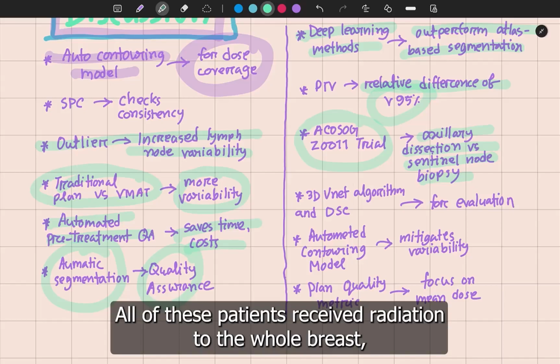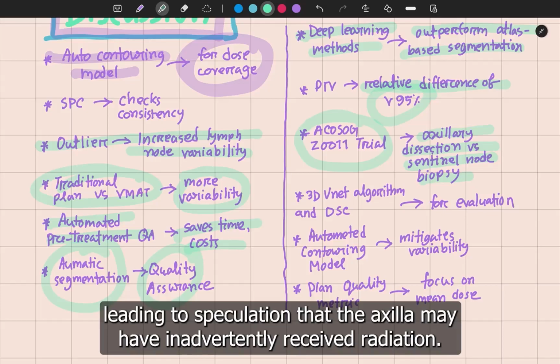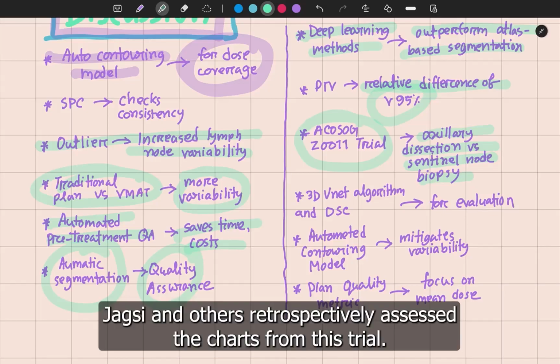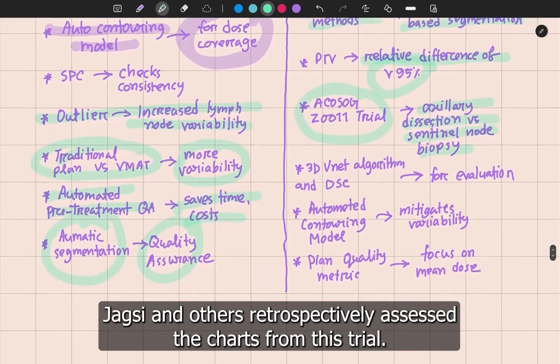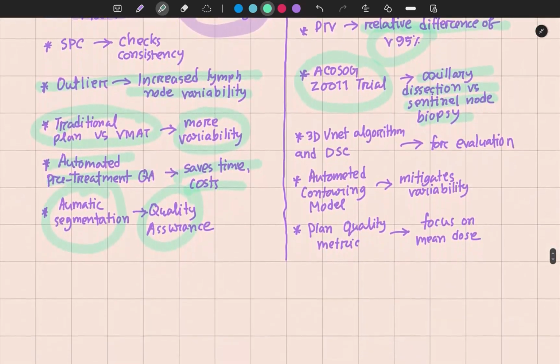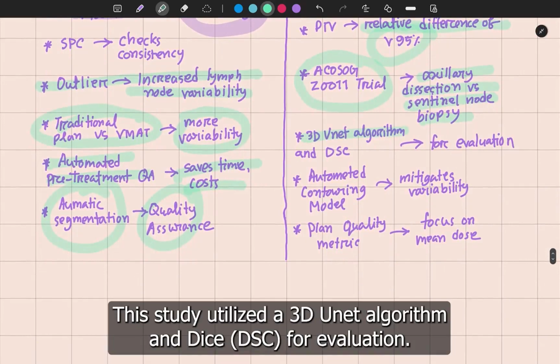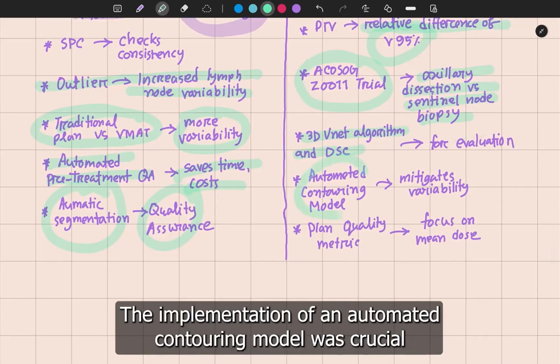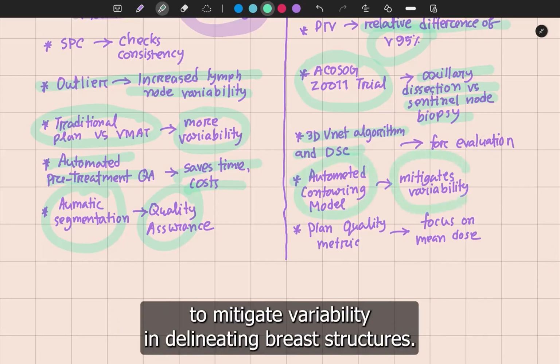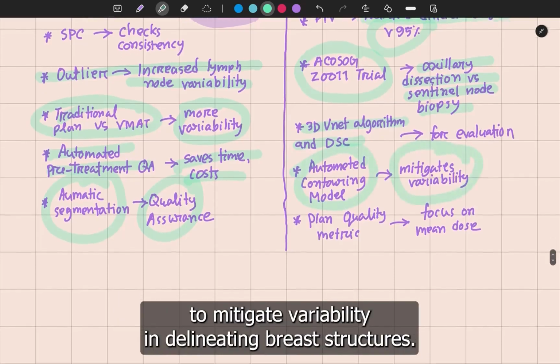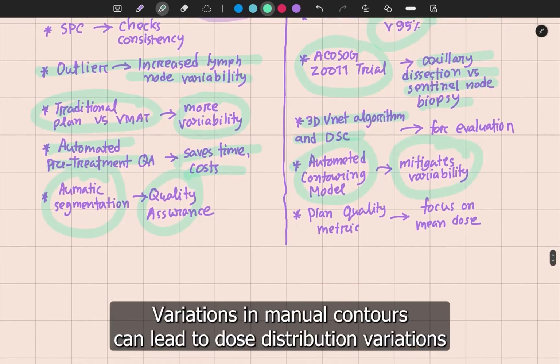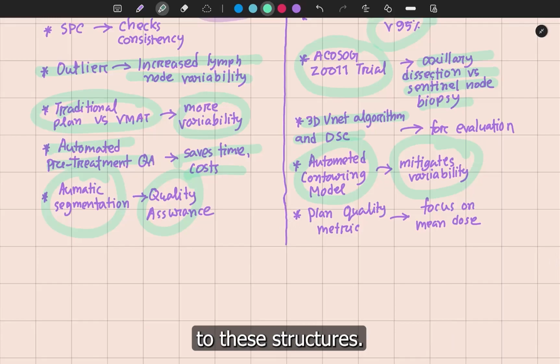All of these patients received radiation to the whole breast, leading to speculation that the axilla may have inadvertently received radiation. Jacobi and others retrospectively assessed the charts from this trial. The study utilized a 3D U-Net algorithm and dice for evaluation. The implementation of an automated contouring model was crucial to mitigate variability in delineating breast structures. Variation in manual contours can lead to dose distribution variation to these structures.